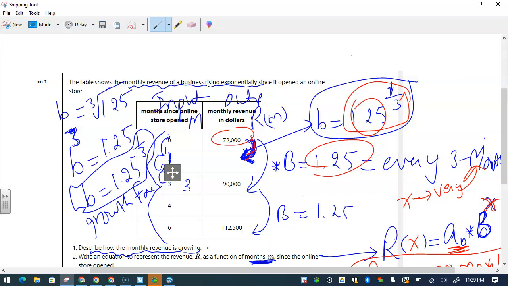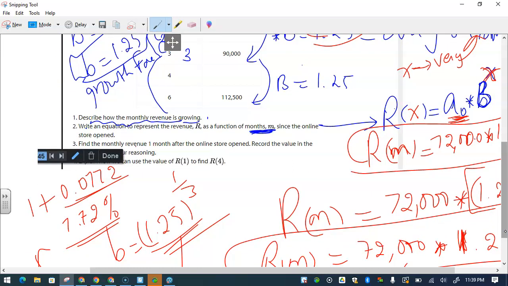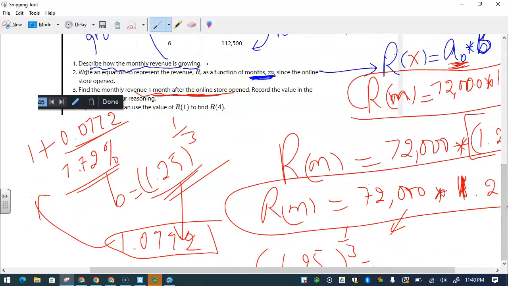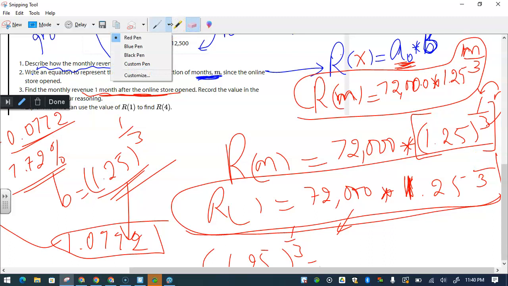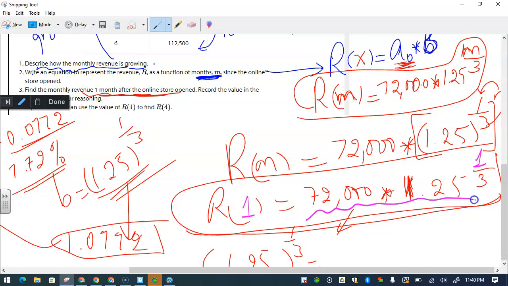So if you see the next question here, find the monthly revenue for 1 month. They're asking you what the revenue is. You already have the formula which is put in the box. So you put 1 here. Let me take up this m and put a 1 there. Put 1 month on the calculator, and you can check that out on your calculator.